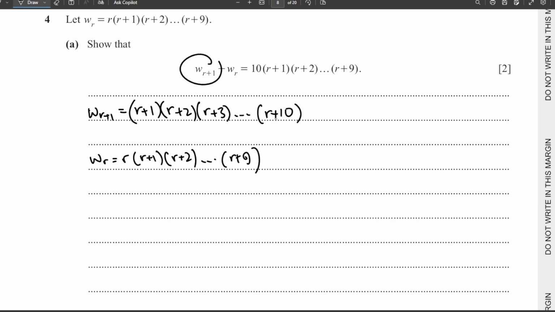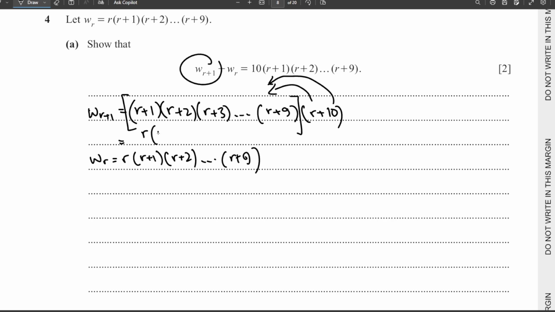We'll try to do the expansion for this W_(r+1). I'm going to rewrite this so that we have r plus 9 and then r plus 10. This is the same thing. I'm just rewriting it to include this r plus 9 term, so it's easier to visualize later. I'm going to expand this so that the r will multiply and then the 10 will also multiply. So this becomes an addition of two terms.